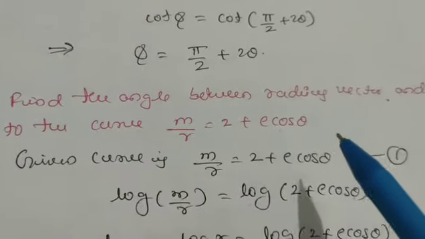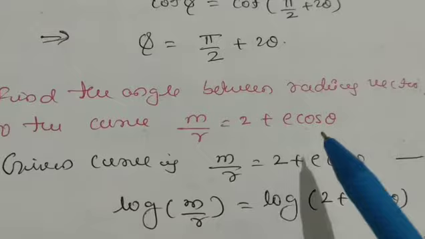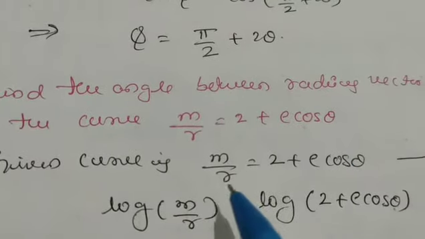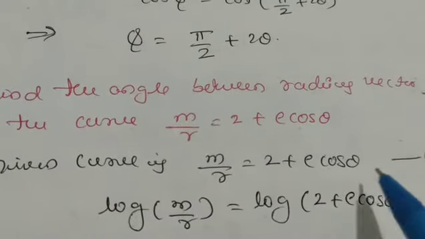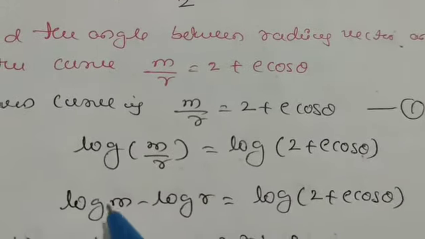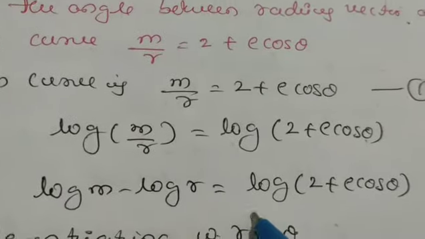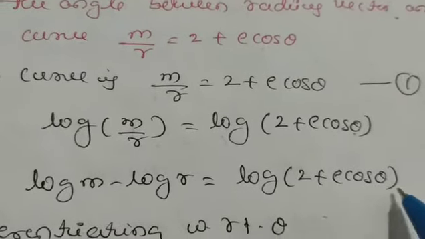Find the angle between the radius vector and tangent to this curve. m by r is equal to 2 plus e cos theta. Take this as equation number 1. Take log on both sides. And log m by r is log m minus log r, is equal to log of 2 plus e cos theta.